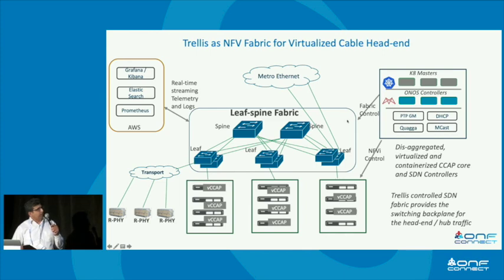As we can see, there's also a control aspect of the solution, which is where the ONF controllers also run.